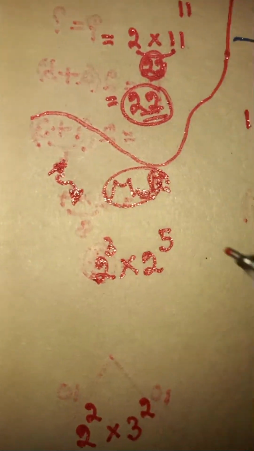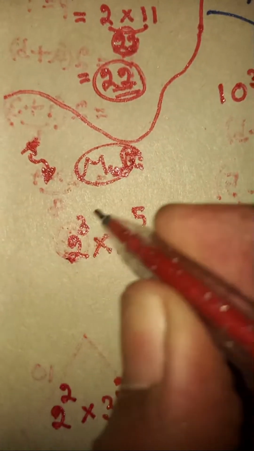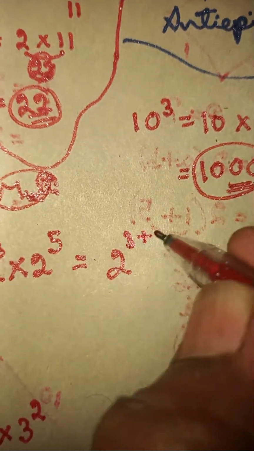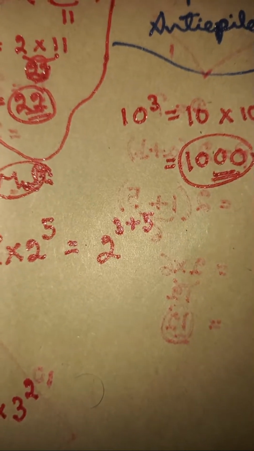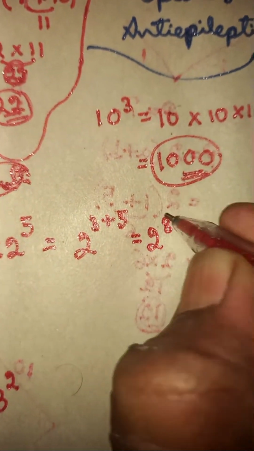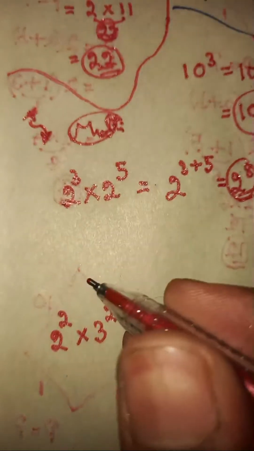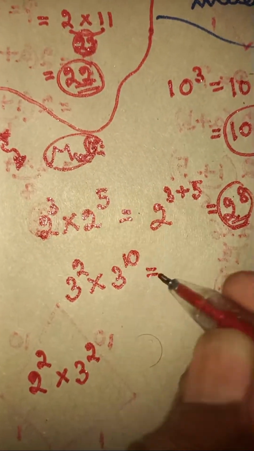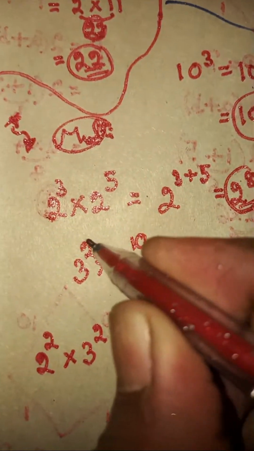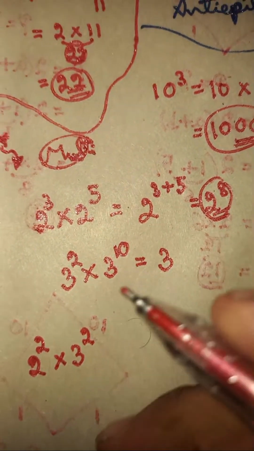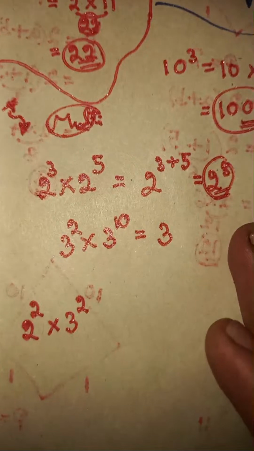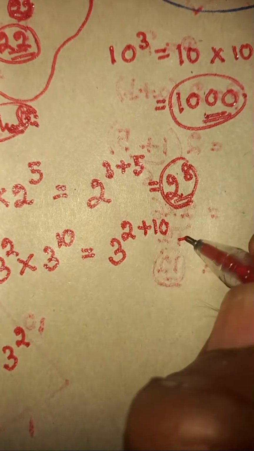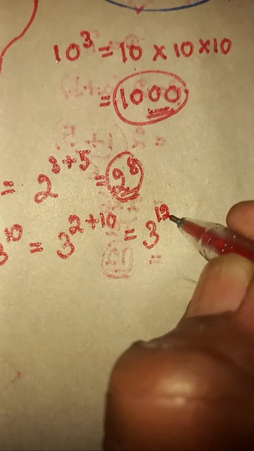So take 2 as the common number and add up the powers. Here power is 3, here power is 5. So add up the powers, that is 3 plus 5. 2 power of 3 plus 5 is equal to 2 power of 8. Let's take one more number, that is 3 square times 3 power of 10. Here the power is 2, here the power is 10. After multiplying, the powers get added up, that is 2 plus 10, so 3 power of 12.